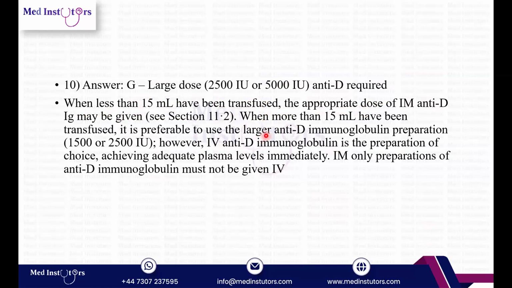However, if it is more than 15 ml, we have to give larger doses, like 1500 to 2500 international units. IV anti-D is the preparation of choice, because IV achieves the plasma levels faster than IM. IM-only preparation should never be given IV. Okay, this is taken out of the guideline. I've copy pasted this here for your review.